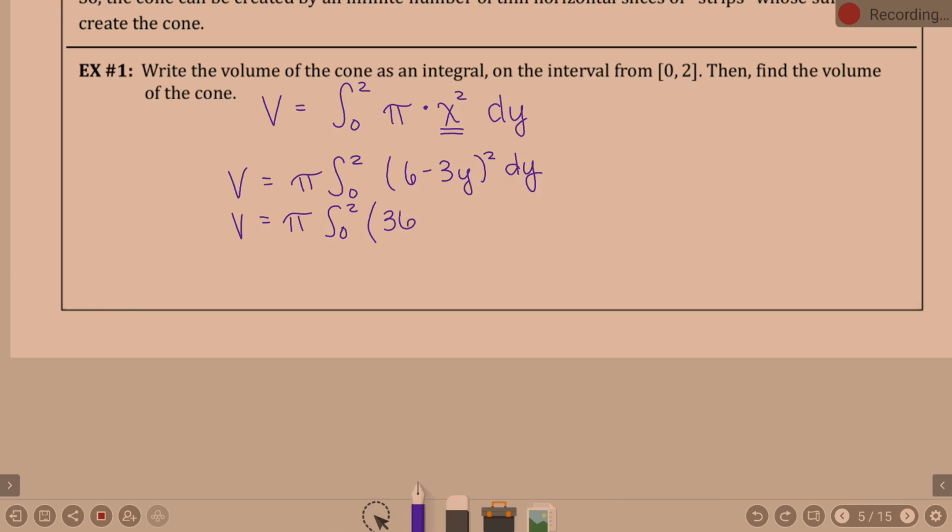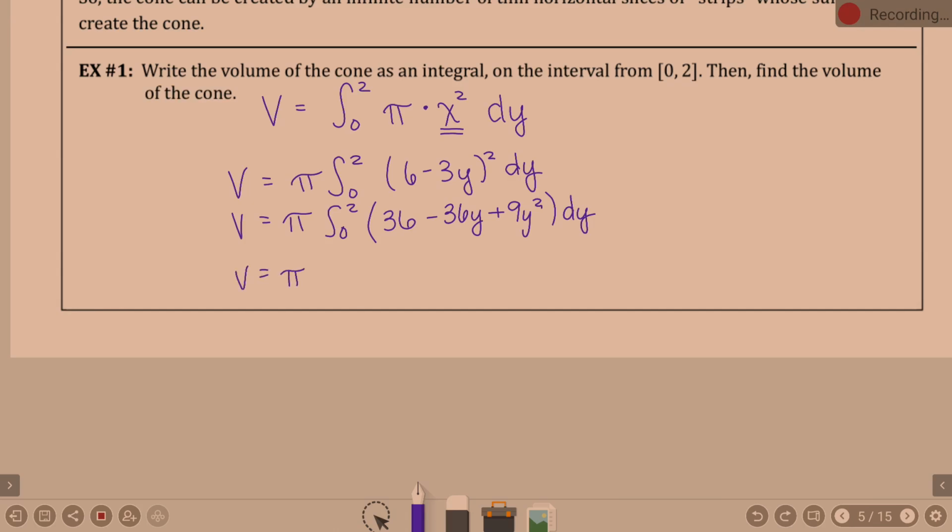12. Check again. 6 times 6? 36. 6 times 3y is 18y. The other 6 times 3y is going to be 18y. Minus 36y. Minus 3y times minus 3y. Plus 9y squared dy. Okay. So, pi.